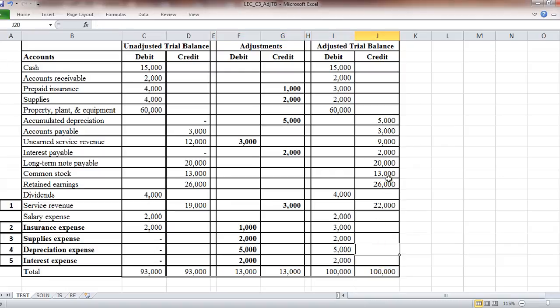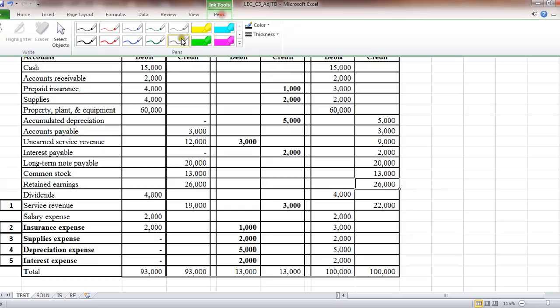Now, everything here is ready for the balance sheet except retained earnings. Retained earnings hasn't been adjusted for net income and dividends. So what you have to do with the adjusted trial balance is the same thing you did with the trial balance.